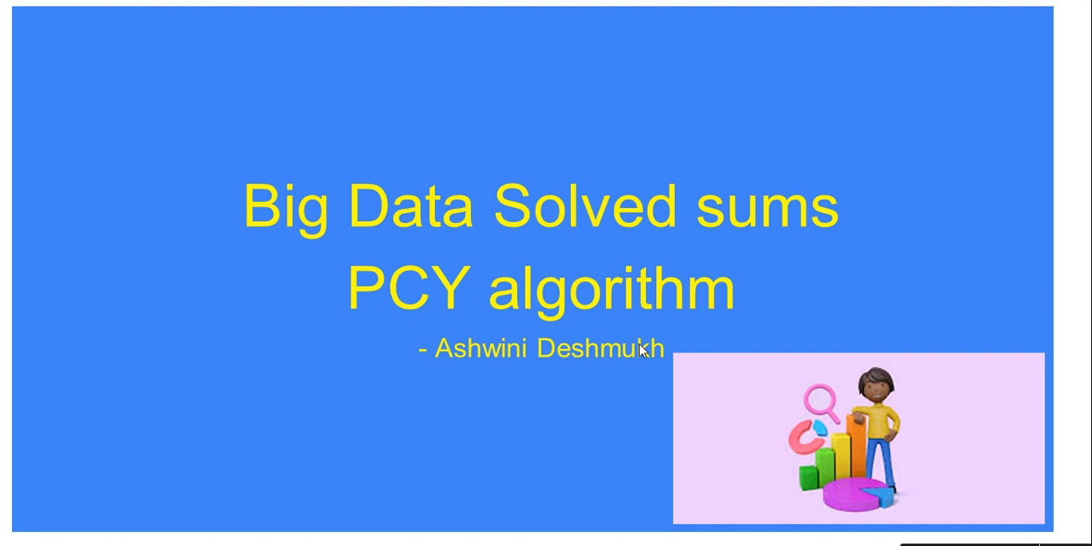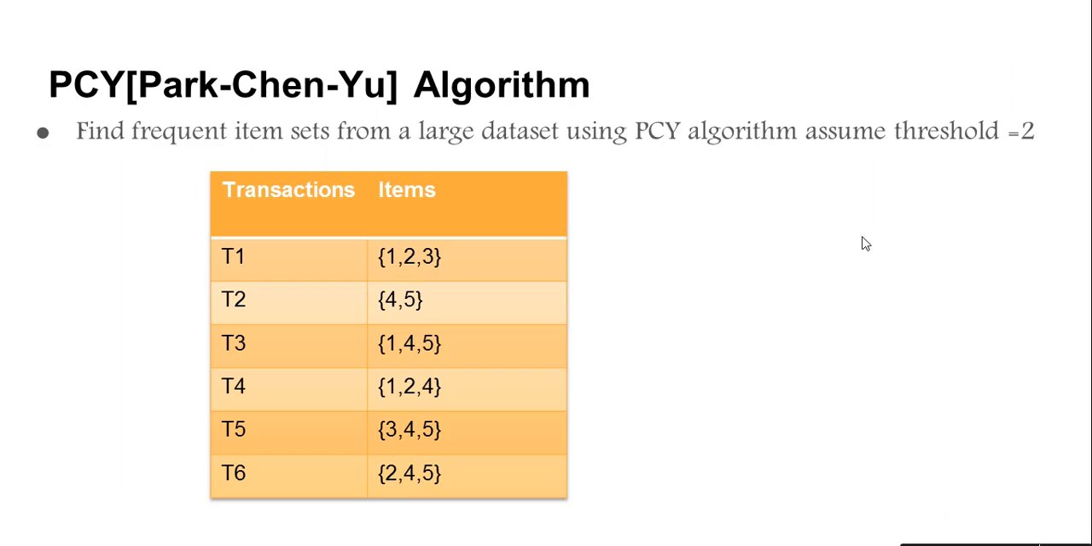In this video, we will be discussing the PCY algorithm, which is a big data algorithm. The PCY algorithm, which stands for Park-Chen-Yu algorithm, is used to find the frequent itemsets from a large data set. In this video, we will be trying to solve a sum. For theory, we will be making another video.